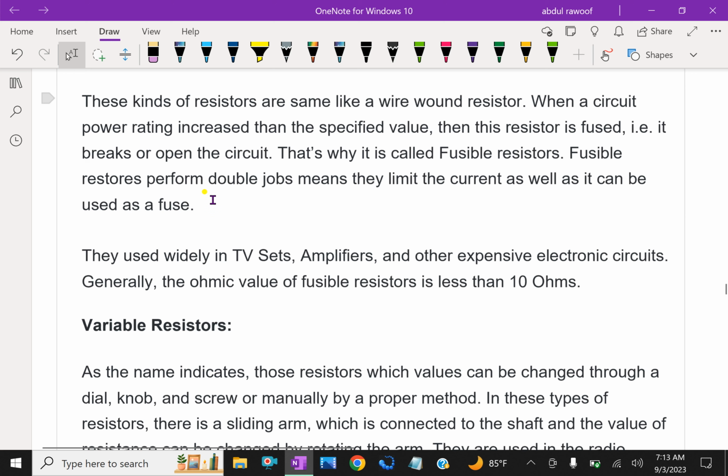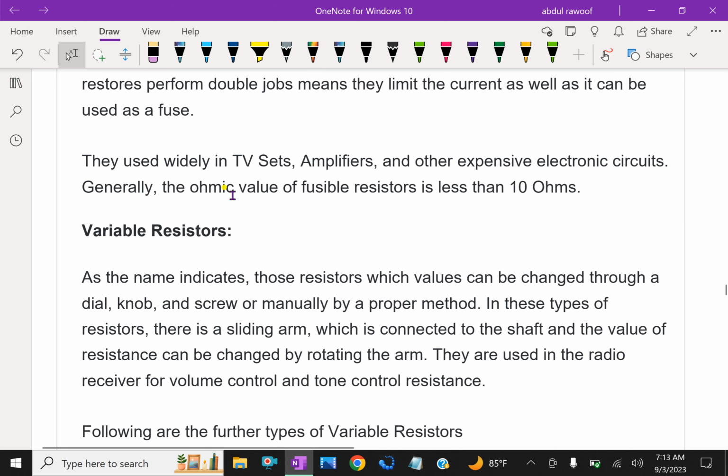Fusible resistors perform a double job, meaning they limit the current as well as act as a fuse. At some high voltages it fuses, and the current flow is stopped. They are widely used in TV sets, amplifiers, and other electronic circuits. Generally, the ohmic value of a fusible resistor is less than 10 ohms.